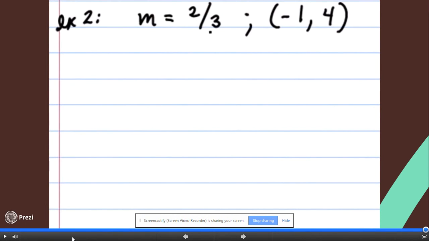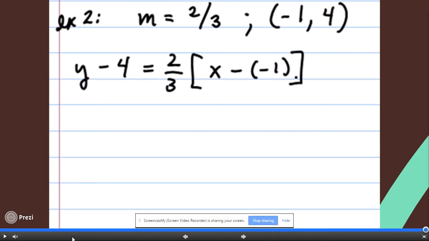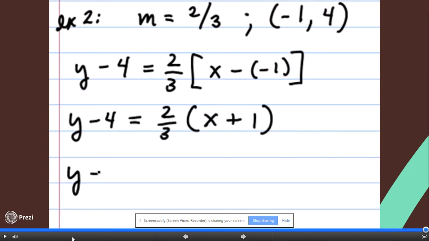In this example, we have a slope of 2/3 and an ordered pair negative 1, 4. Again, using the point-slope formula, we would say y minus 4 equals 2/3 times x minus the negative 1. Notice I used brackets here because I recognize the negative 1 value for x. As we continue to write this in slope-intercept form, I will first subtract the negative, making it x plus 1, then distribute the 2/3.